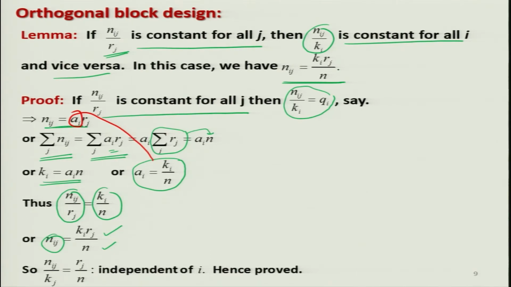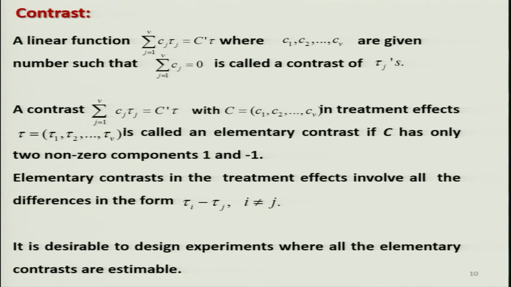So, this n_ij upon k_j will become here r_j upon n, and you can see here this is independent of i, hence this lemma is proved. Well, how this lemma is going to be useful, that we will try to see. But before that, just try to recall the definition of the contrast.